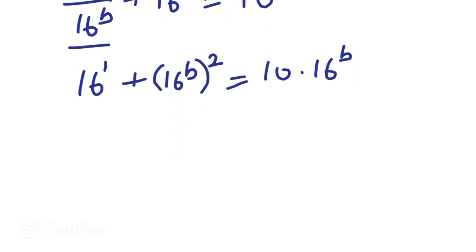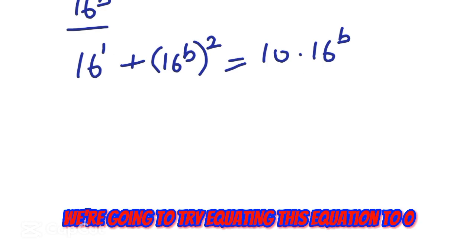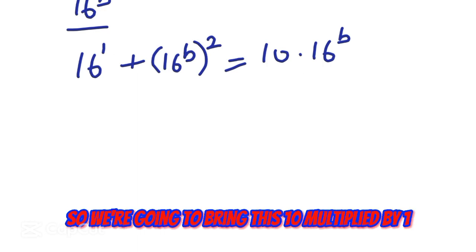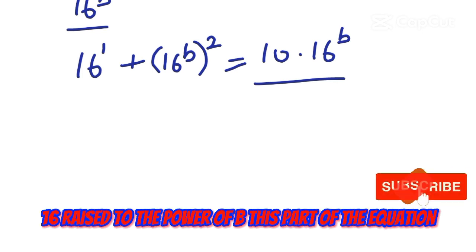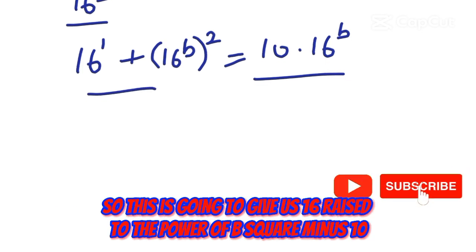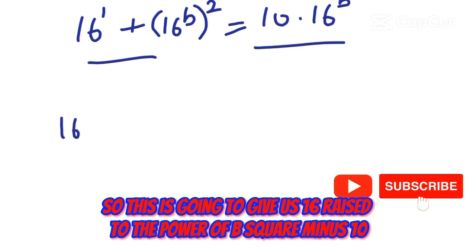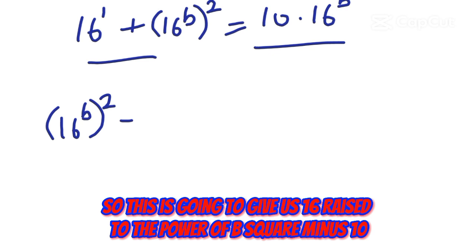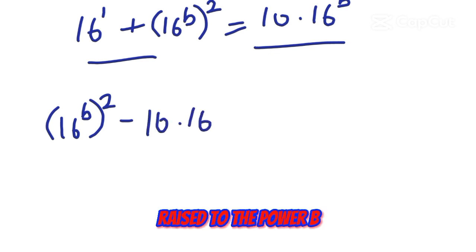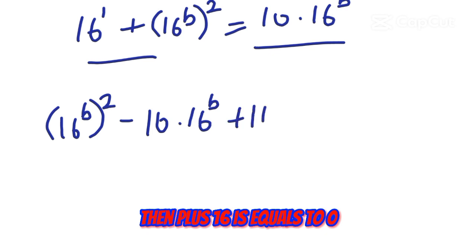Now, we are going to try equating this equation to 0. So we are going to bring this 10 multiplied by 16 raised to the power of b into this part of the equation. So this is going to give us 16 raised to the power of b square minus 10 multiplied by 16 raised to the power of b, then plus 16 is equal to 0.